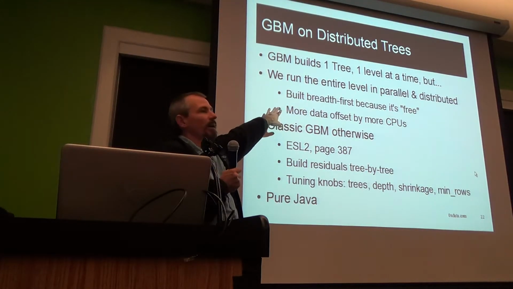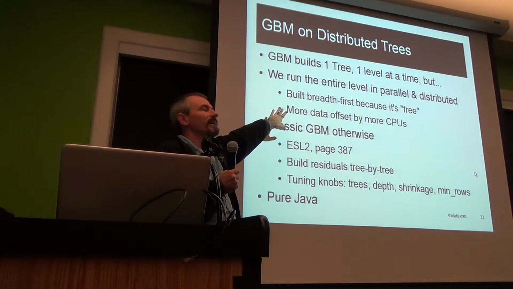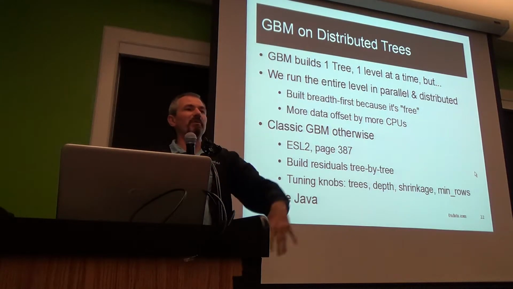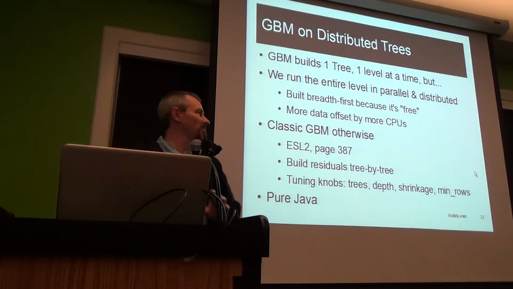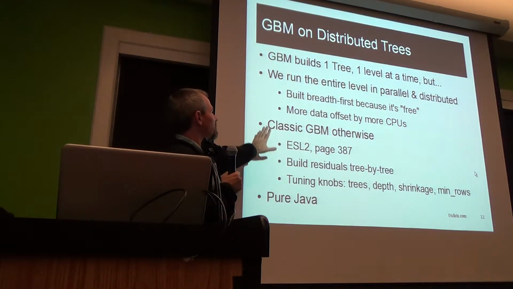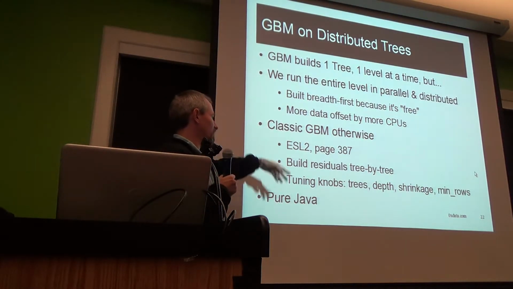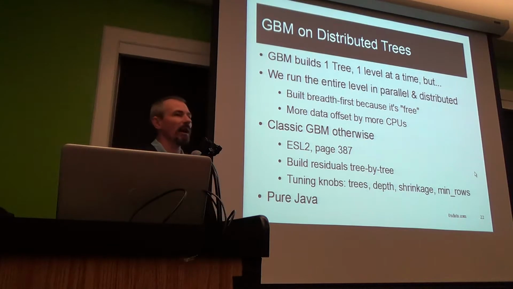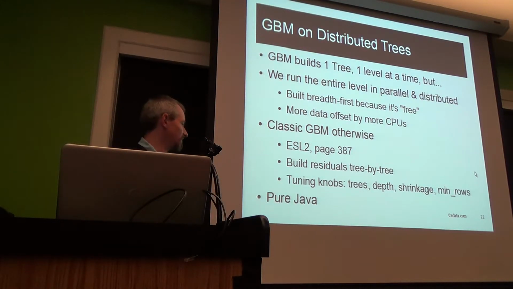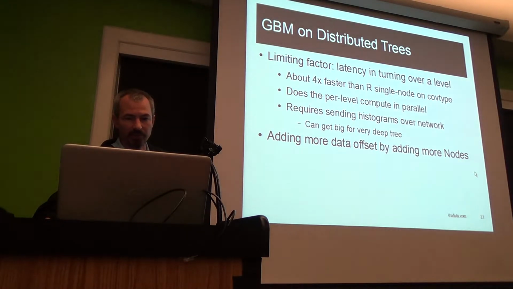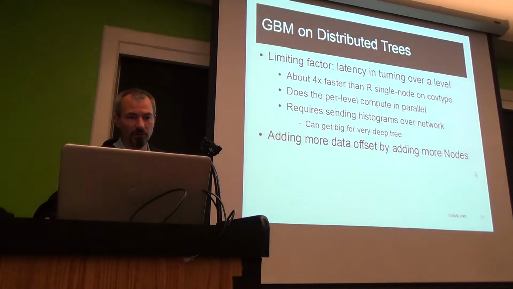Pretty much, I can get fairly fine-grained and still make good forward progress. So it's kind of free to add CPUs to speed it up, or add data to match the CPU size, right? Otherwise, it's classic GBM, straight out of the book. We followed it line by line. We're building things just the way the book did. All the tuning knobs are there for trees and depth and shrinkage and all kinds of stuff. And I think we're getting time to go to demo mode.